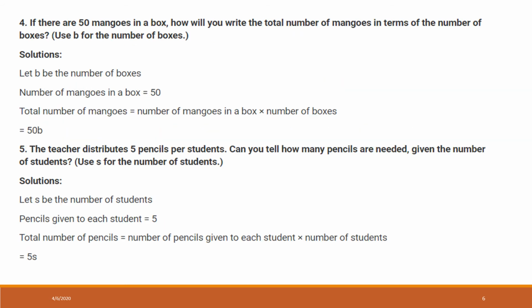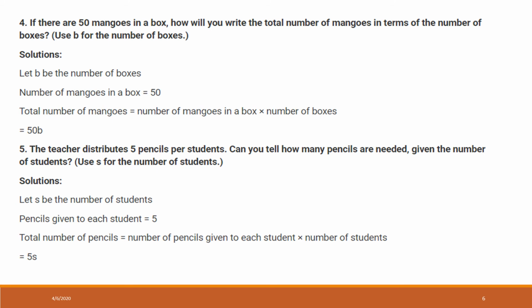Question number 4. If there are 50 mangoes in a box, how will you write the total number of mangoes in terms of the number of boxes? Use B for the number of boxes. So let B be the number of boxes. Number of mangoes in a box, 50. The total number of mangoes will be the number of mangoes in a box multiplied by the number of boxes. So 50 multiplied by B, we write 50B.